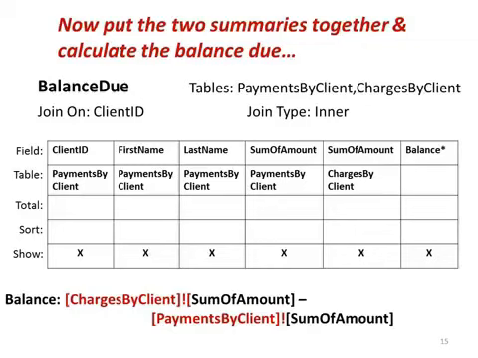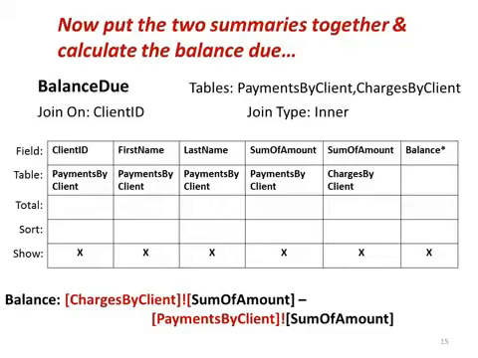So when I calculate the balance, I have to tell Access what table I'm using. Now, the only time you have to tell Access, or you have to use the table name, or the query name, which is the table in this case, is when you have fields that are exactly the same, if they're named the same, and they are shown in your QBE grid, because Access would not know which field to use.